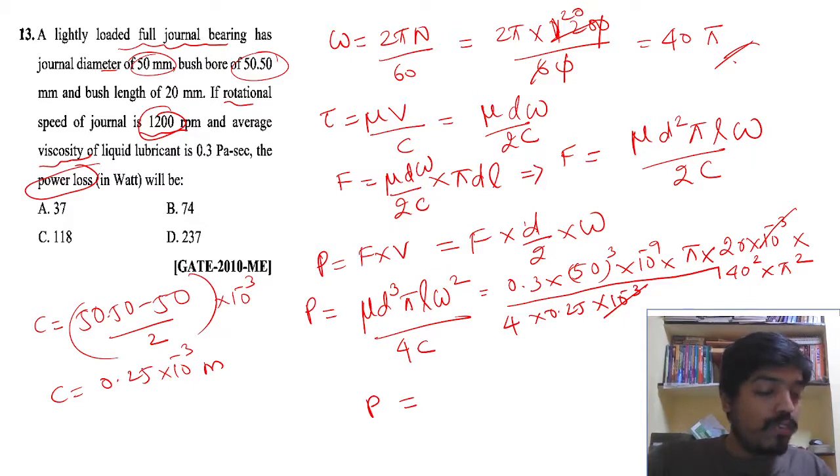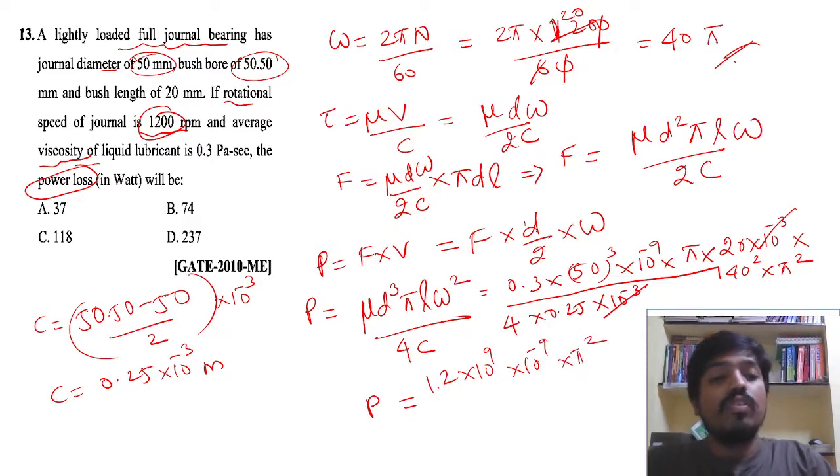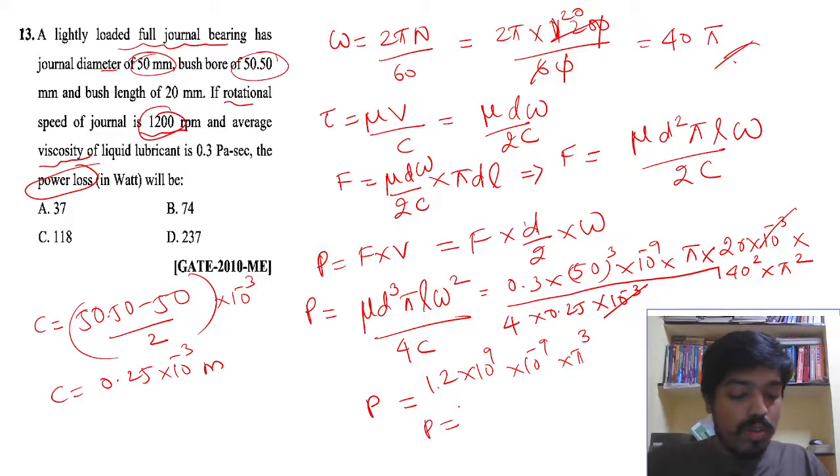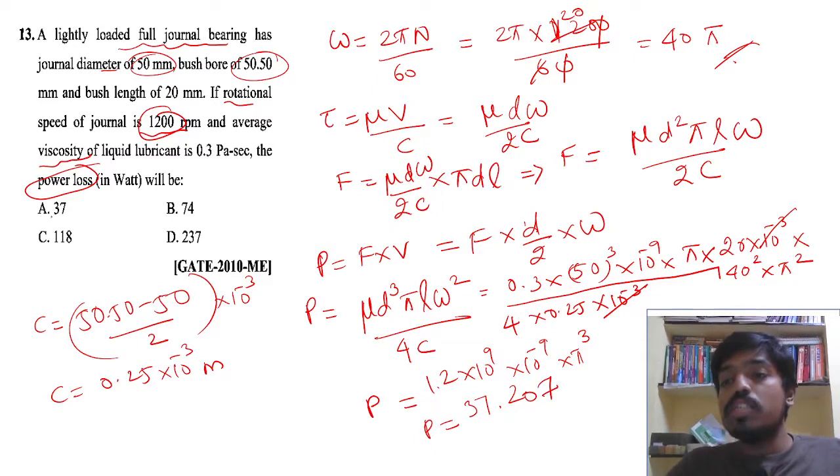4 into 0.25 into 0.3 into 50 cube into 20 into 40 square. So the answer becomes 1.2 into 10 to the power of 9 into 10 to the power of minus 9 into pi square, not pi square, pi cube. So power is equal to this pi cube into 1.2. The answer is 37.207.